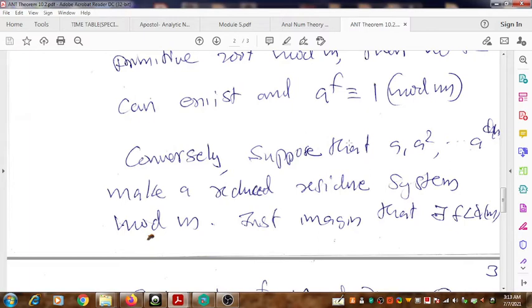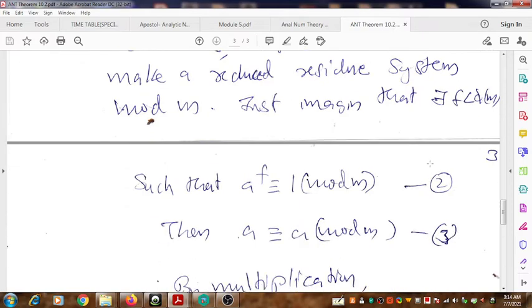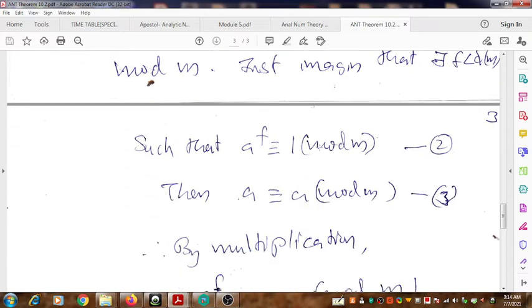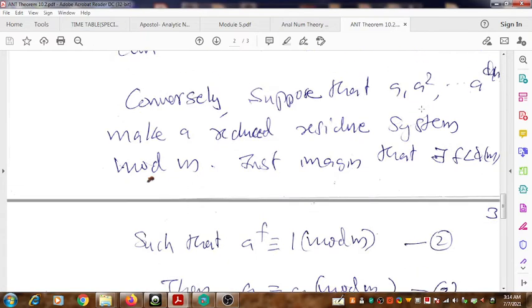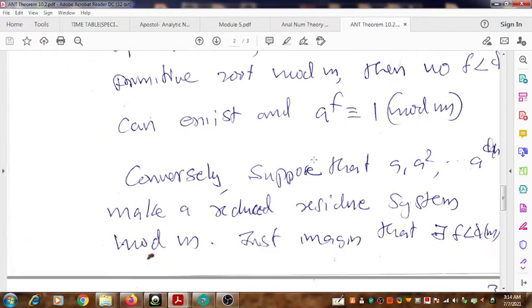Suppose that the numbers a, a square, etc., up to a raised to phi m make a reduced residue system mod m. Just imagine now that there exists a number f which is less than phi m, such that a raised to f is congruent to 1 mod m. Actually, we want to show that a is a primitive root mod m.